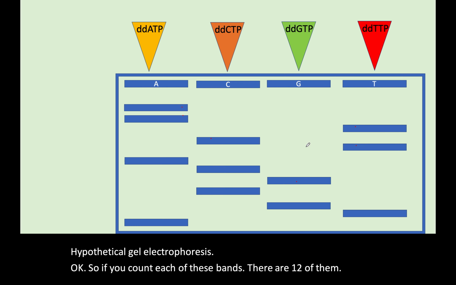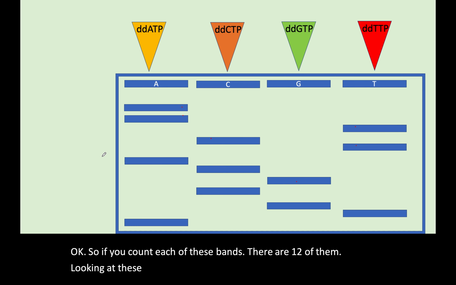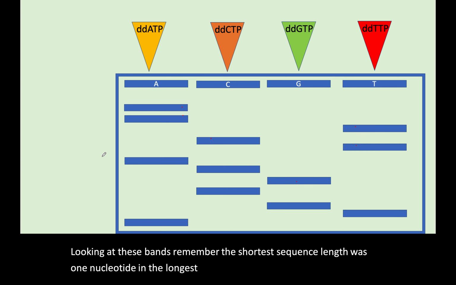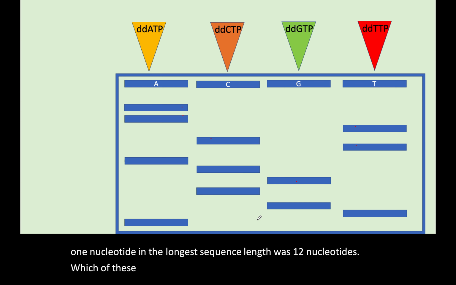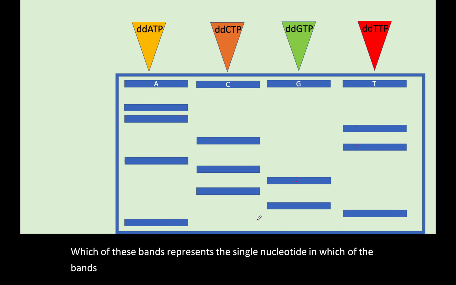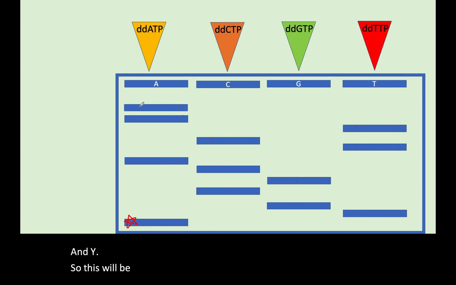Looking at these bands, and remember, the shortest sequence length was 1 nucleotide, and the longest sequence length was 12 nucleotides. Which of these bands represents the single nucleotide, and which of the bands represents the 12 nucleotide sequence? And why? So this will be the 1 nucleotide band, and this will be the 12 nucleotide band.